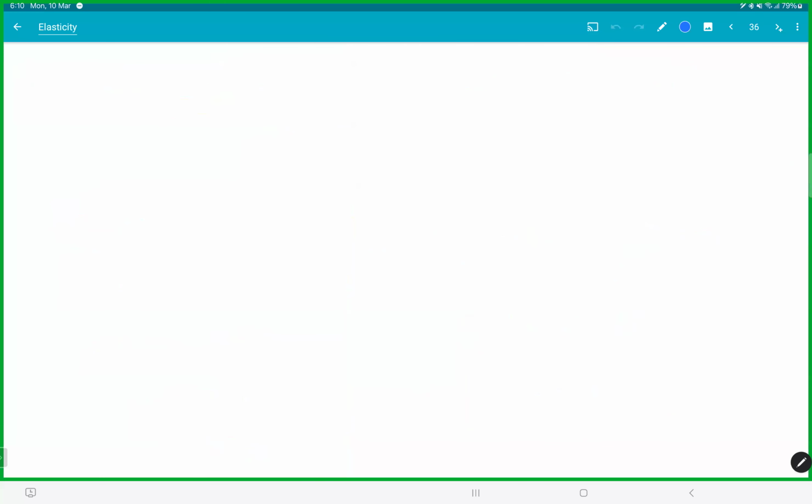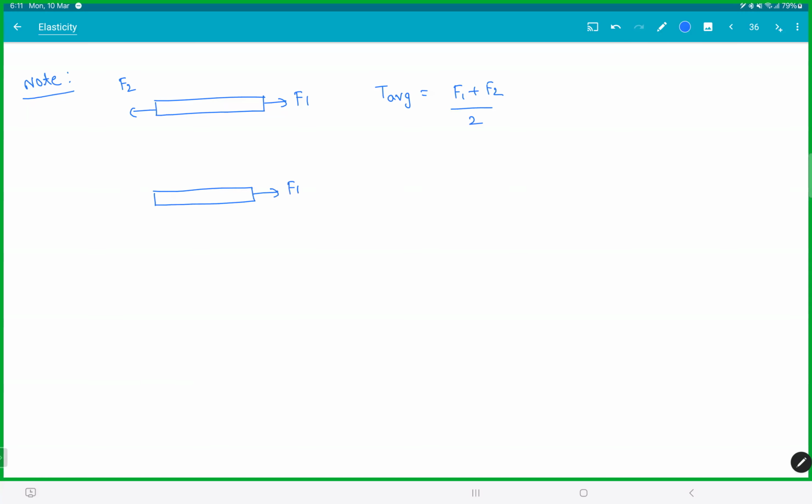Let's see something better. I told you a shortcut right now. If this comes in Mains, you can do this only for elongation though. If you have a rod here and you're applying forces F1 and F2, we can take the average tension, T average is F1 plus F2 by 2. Suppose it is pulling F1 here and you're pushing here with F2, then the average tension would be F1 minus F2.